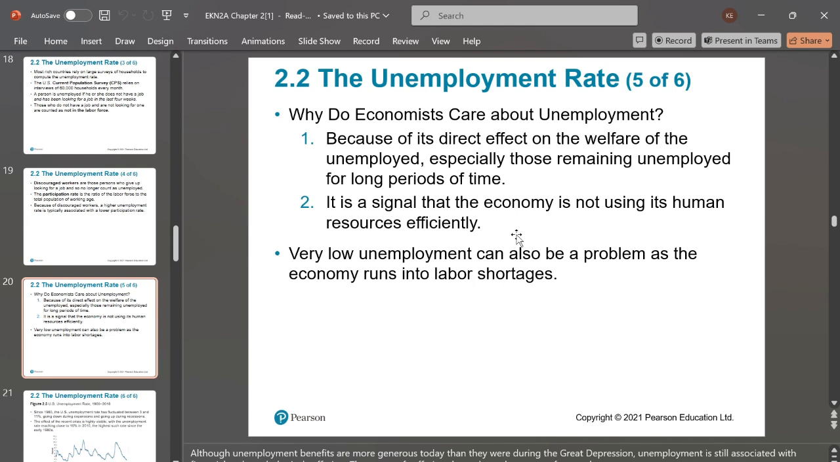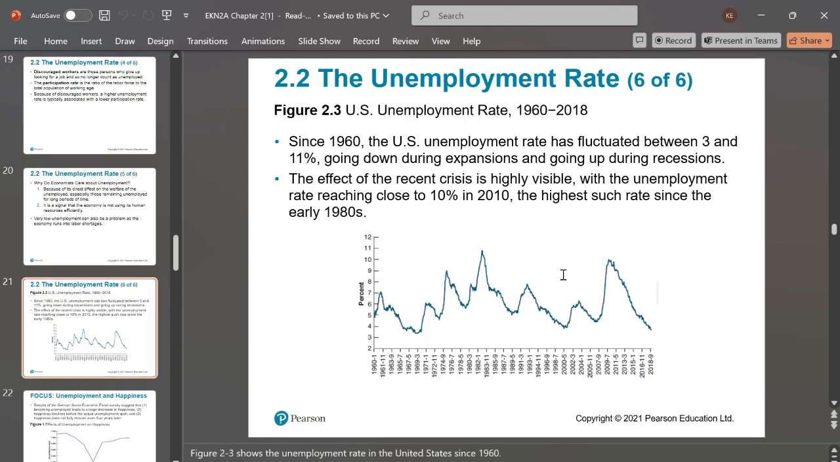And it's also a problem because having very low levels of unemployment would mean that we would have labor shortages. But I'll explain this in our contact lessons. And then this basically is a graph explaining the unemployment rate in the USA from the 1960s right till 2018.